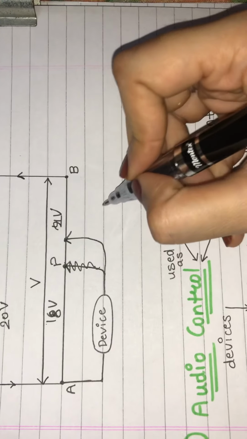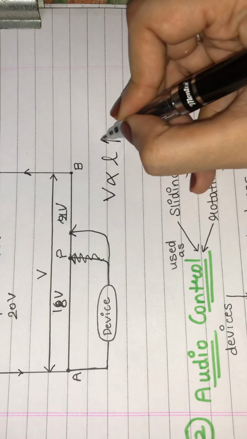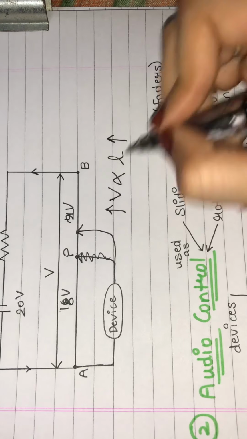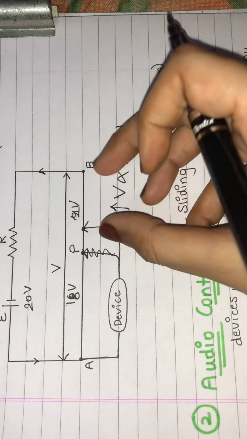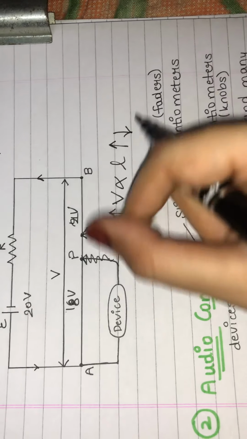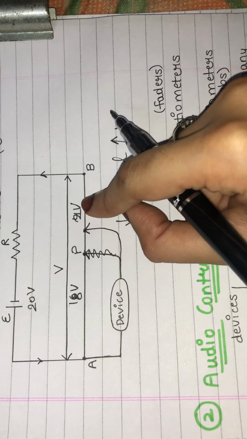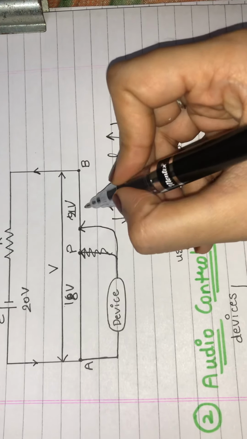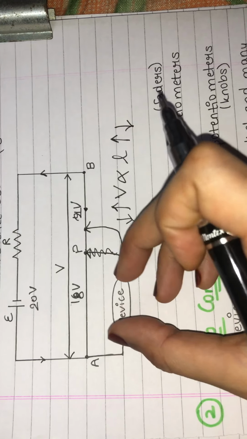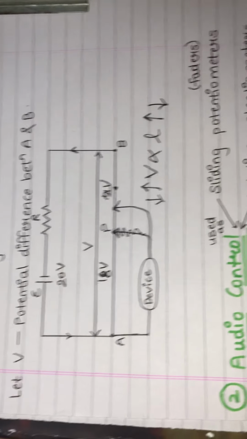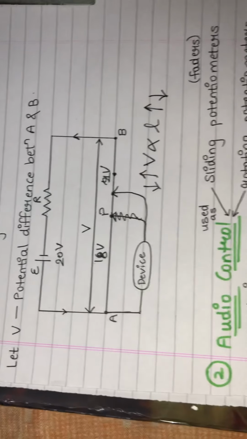Okay, because we have studied that potential difference is directly proportional to the length. If length is more, potential will be more, or voltage will be more. If length is less, potential will be less. So if I want to provide more voltage to the device, I'll take the slider more away from this point. I'll come to this point. The length of the wire across the device will increase, so potential will increase and the voltage coming to the device will be increased. Hope you understood the function of voltage divider, or use of potentiometer as voltage divider.